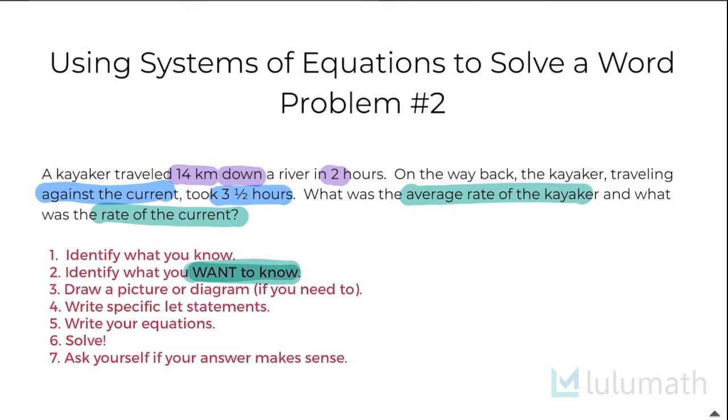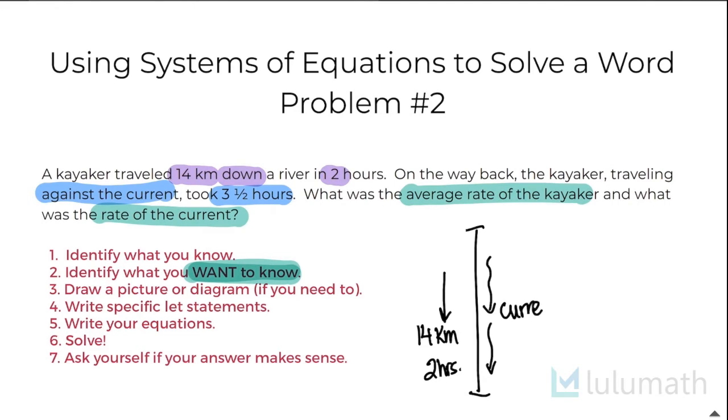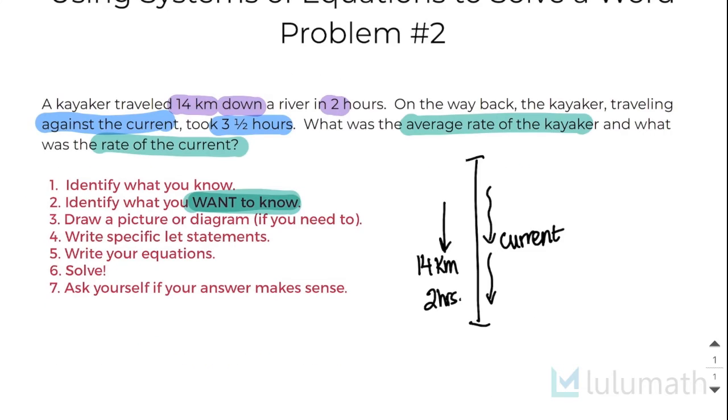So step number 3 says to draw a picture or diagram if you need to. And drawing a picture here is actually going to help us out. So the kayaker is going down the river, okay, and the kayaker is going a distance of 14 kilometers. It's taking the kayaker 2 hours. As the kayaker is going, the kayaker's traveling with the current. So the current is pushing him faster right here. So we know that the current is making him go faster than his actual speed.